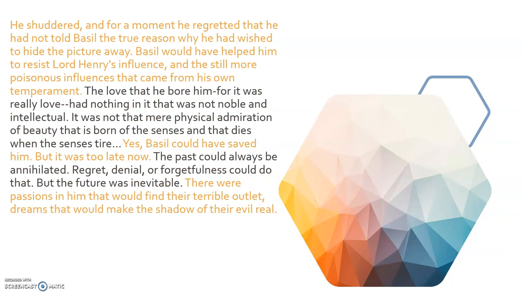He has a moment where he has a second thought. Remember, this painting puts him at a crossroads. Is he going to allow it to be a visible sign of conscience so that he is good, or is he just going to let it bear the brunt of his sin so that he can do whatever he wants? He has decided on the former, but he has a momentary lapse where he regrets that he had not told Basil the true reason, because Basil would have helped him to resist Lord Henry's influence and the still more poisonous influences that came from his own temperament.